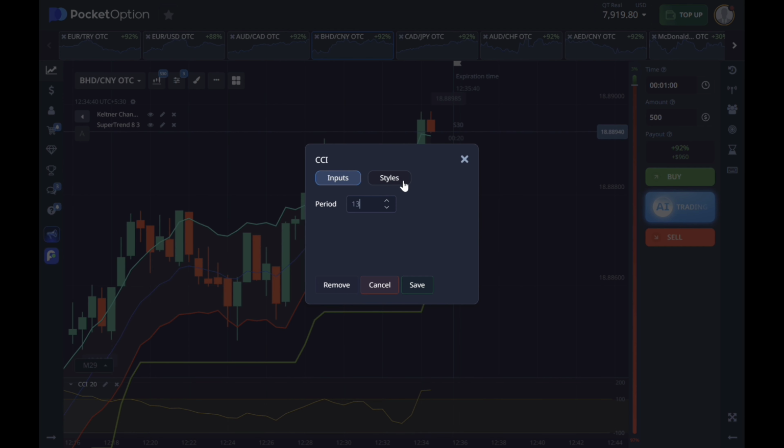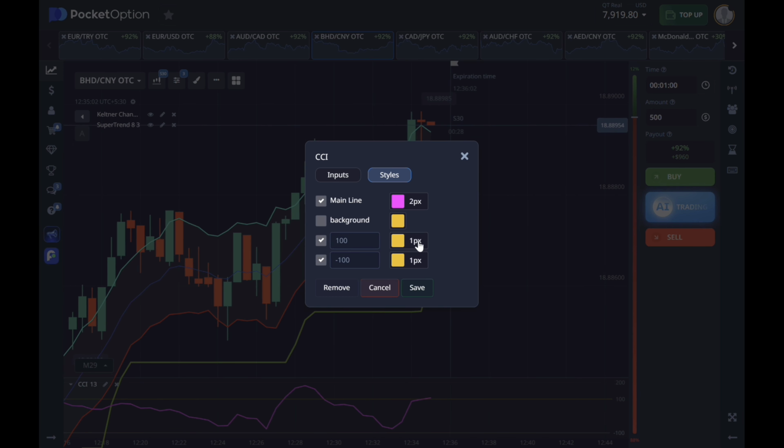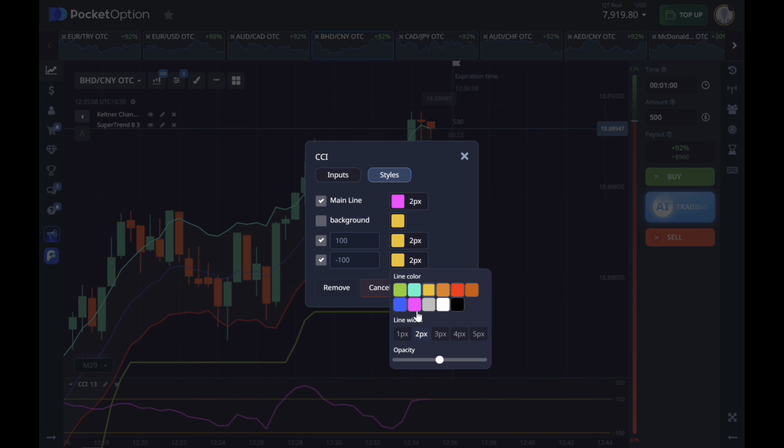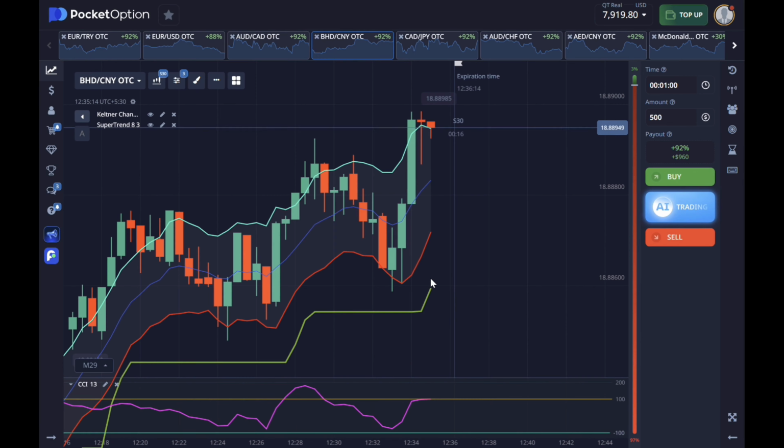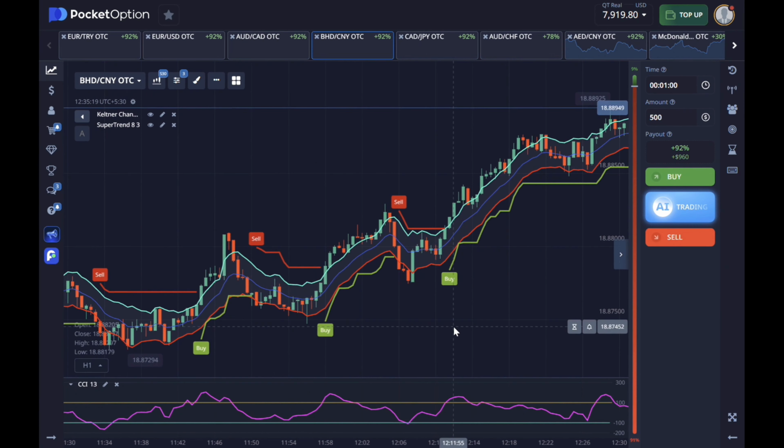Lastly, our CCI. Let's set its period to 13, and in the styles, let's change the color. For the main line, let's set it to pink, or we can keep it red, but let's go with pink. Okay, and here we'll make the background invisible. Alright, and here we'll set it to 2 pixels so the line becomes a bit clearer and easier for us to see. Okay, so we've set everything to 2 pixels here, and I'll choose blue color here. Okay, now we'll save our settings. So now our indicators are ready to use, alright?